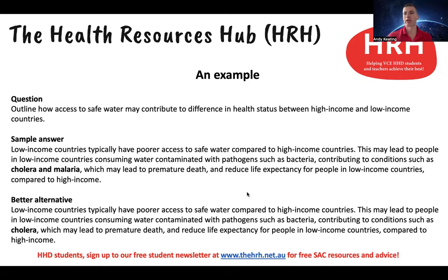So go back and have a look at some of the sample answers that you're providing for questions, particularly ones that are linking factors into health conditions and onto things like health status. That happens in Unit 3 and also in Unit 4. See, are you just doing one link into one health condition well, or are you listing multiple? Could you make your answer a bit sharper by just linking into one health condition and doing it well? Hopefully you found that useful.